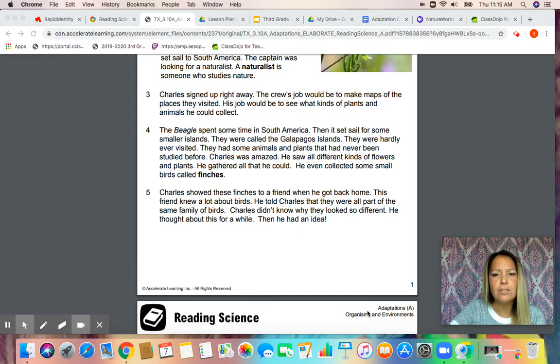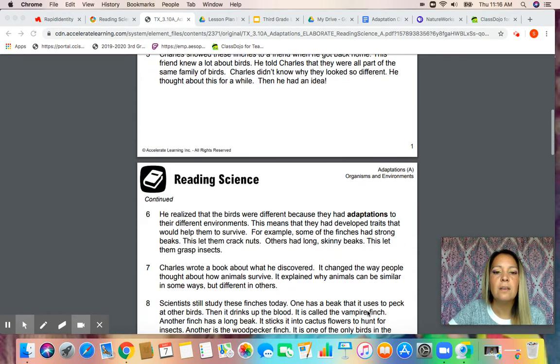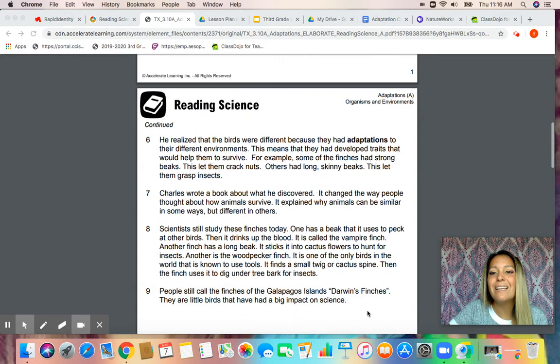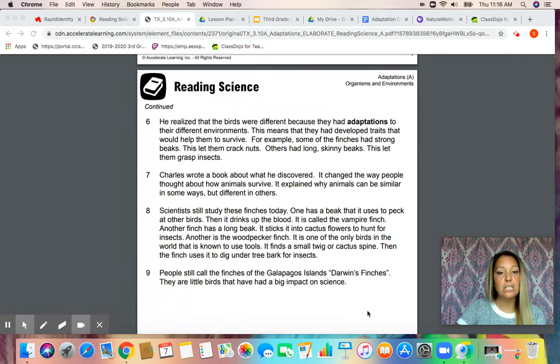Charles showed these finches to a friend when he got back home. This friend knew a lot about birds. He told Charles that they were all part of the same family of birds. Charles didn't know why they looked so different. He thought about this for a while. Then he had an idea. He realized that the birds were different because they had adaptations to their different environments. This means that they had developed traits that would help them survive.